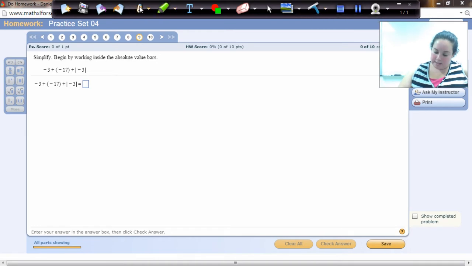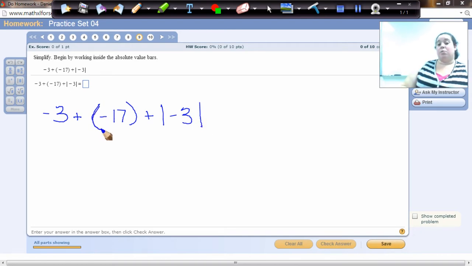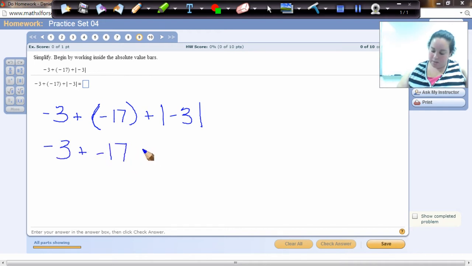Okay, let's look at number 9. Number 9 says, simplify. Begin by working inside the absolute value bars. Absolute value bars, as far as order of operations, are just like parentheses. And remember, in the order of operations, parentheses are the very first thing we do. So we're going to do what's inside the absolute value, just like we would do what's inside the parentheses first. Okay, so we'll copy down everything. Negative 3 plus negative 17 plus, and what is the absolute value of 3?